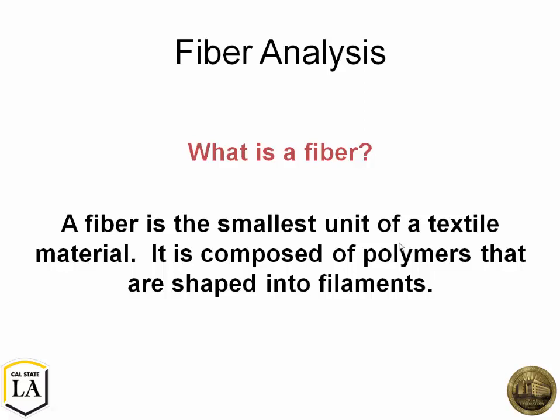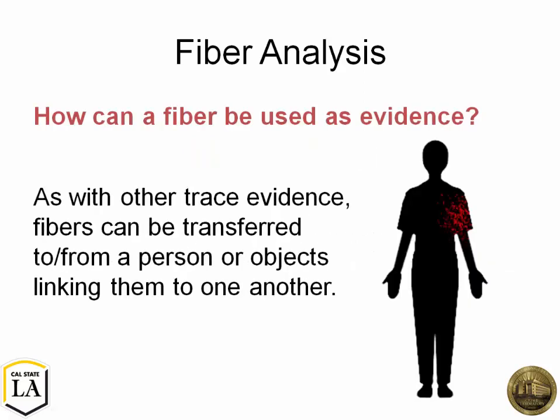Now, let's talk about fibers for a minute. Fiber is different. A fiber is the smallest unit of a textile material. It is typically comprised of polymers that are shaped into filaments. Even cotton would have a fiber, the smallest unit of that material. Just think of all the fabrics and clothes that you have. Those could be blends of different fibers, or a single fiber, and that can be useful as evidence.